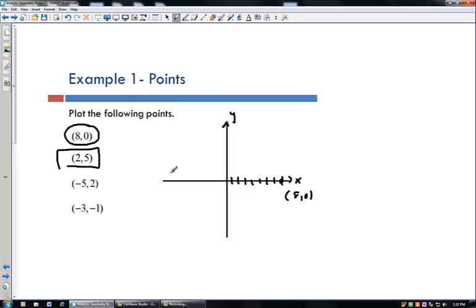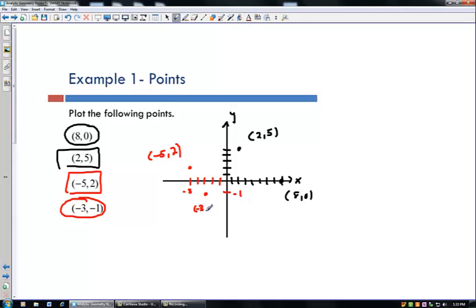The next one, 2 comma 5, says go over 2 and up 5. So 1, 2, 3, 4, 5. So over 2, up 5. So this is the point 2 comma 5. And then the next point, negative 5 comma 2, says instead of going to the right 5, you go to the left because it's negative. So 1, 2, 3, 4, and this would be negative 5 right here. And then go up 2, so 1, 2. So this is the point negative 5 comma 2. And then the final one, negative 3 comma negative 1, means go to the left 3, so 1, 2, 3, and then go down negative 1. So that's this point right there. This is the point negative 3 comma negative 1. And so that's how we work in what's called the Cartesian plane.